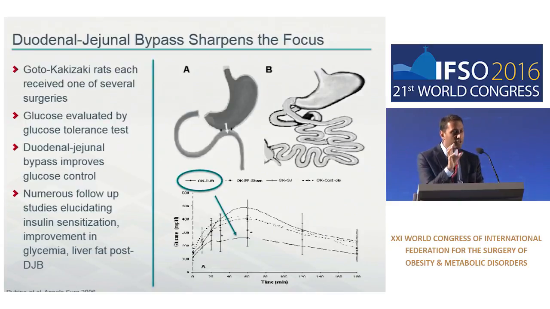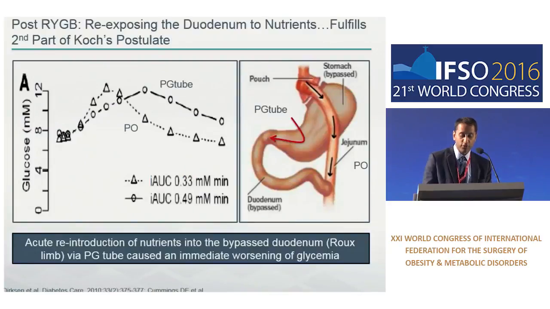Okay, so now the surgery is sharpening the focus on the role of the duodenum. Then, in early 2010, I saw this fantastic paper that showed that a patient who had had a gastric bypass surgery had a gastric jejunal anastomotic leak and could not be fed via the mouth anymore. And so the physicians became concerned about nutrient insufficiency, so they put in a G-tube, and then through the G-tube started to feed the patient and noticed that his glycemia worsened.